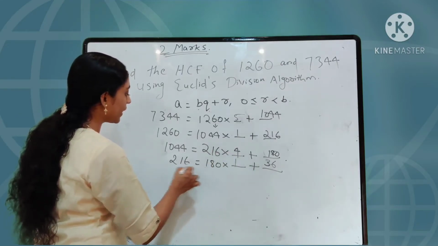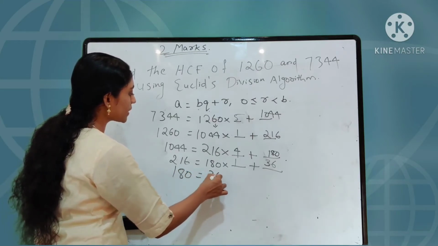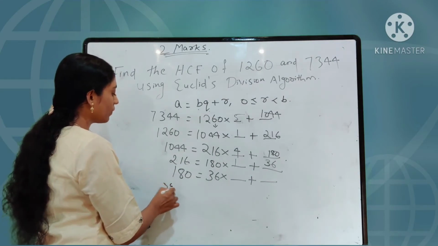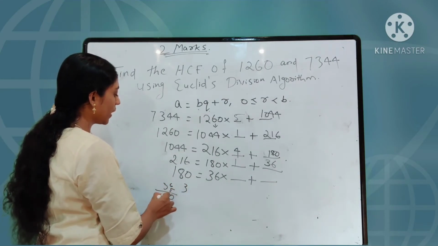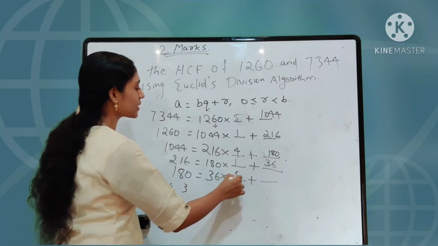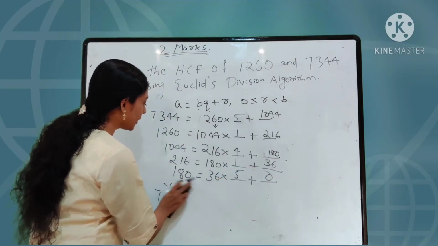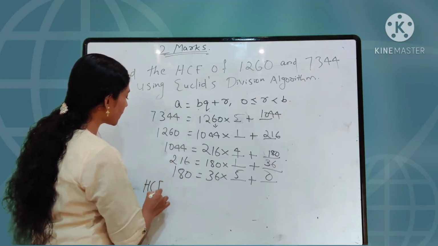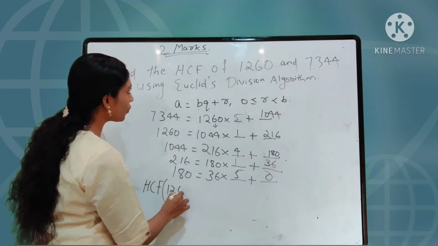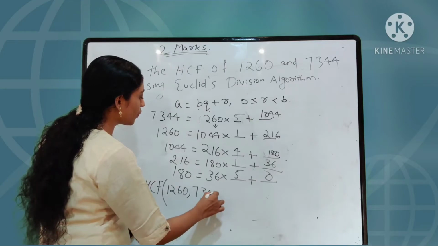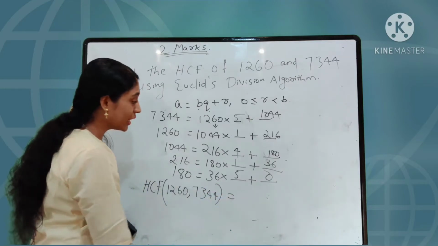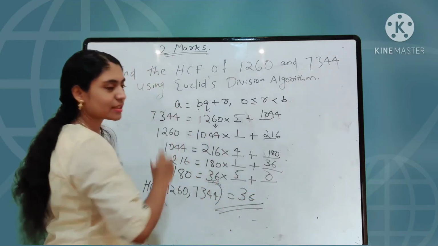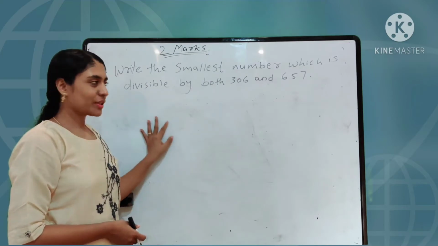It is 36. So again, 180 is equal to 36 into quotient plus remainder. Now what is the quotient? 36 into 5 is 180. So 36 into 5 plus 0. Here the remainder reached 0. So what is the HCF? By using Euclid's algorithm, the HCF of 1260 and 7344 is the divisor at the final stage, and the divisor at the final stage is 36. So the HCF of these two numbers is 36.